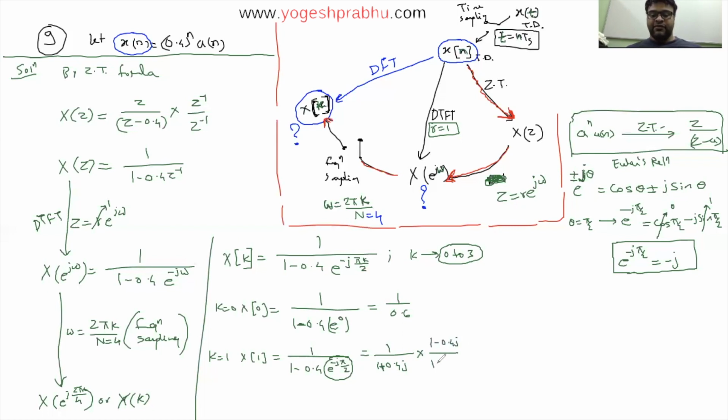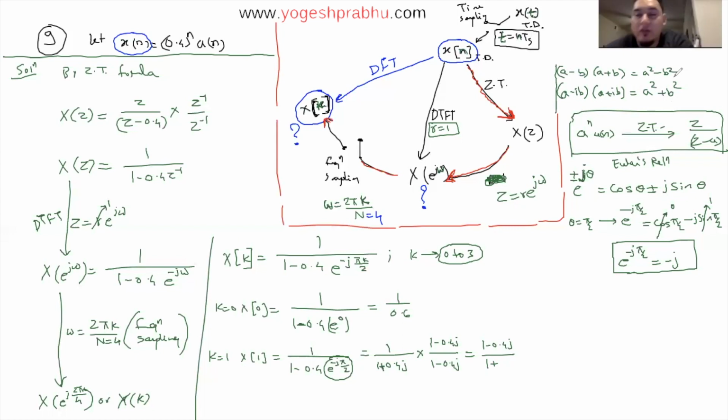1 minus 0.4j, 1 minus 0.4j. You rationalize, right? So this becomes 1 minus 0.4j divided by 1 plus 0.4 square. Do you know this? A minus iB times A plus iB is A square plus B square. Do you know this? A minus B, A plus B, that's A square minus B square.